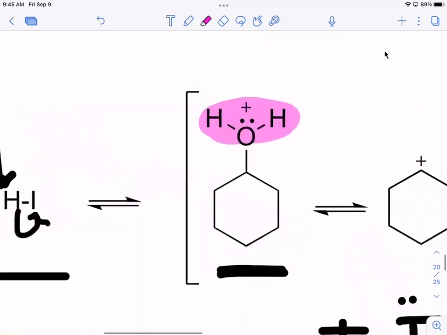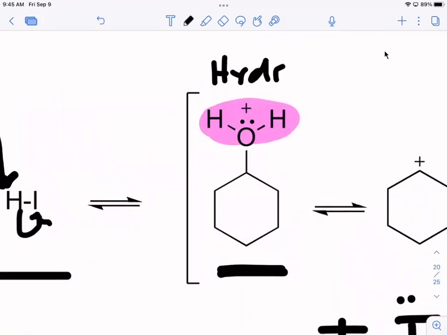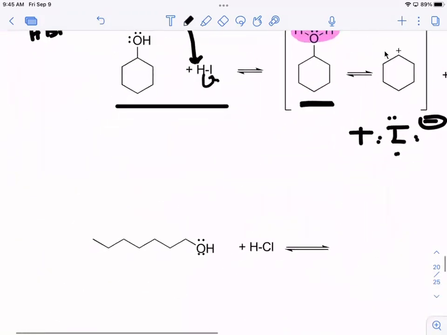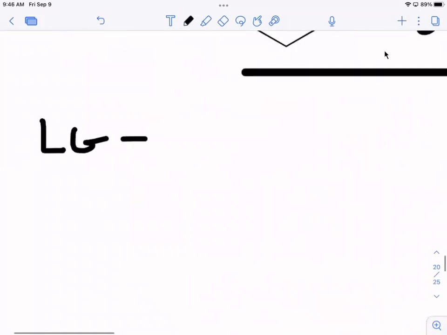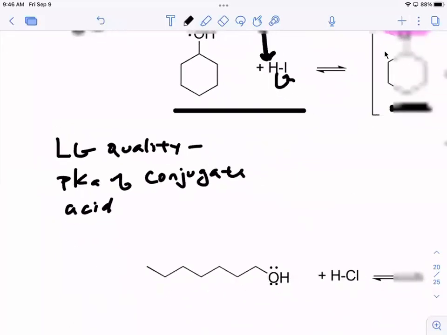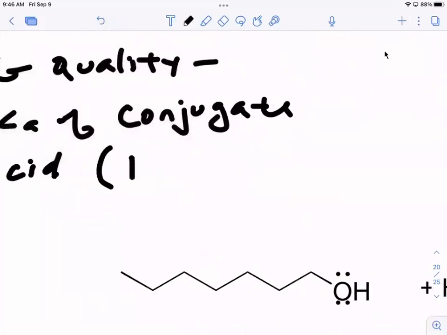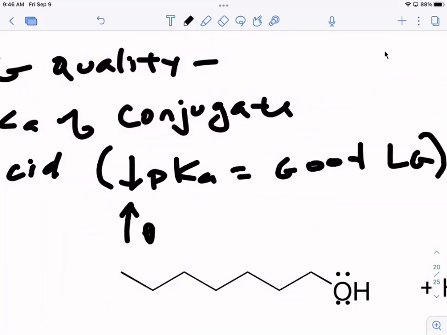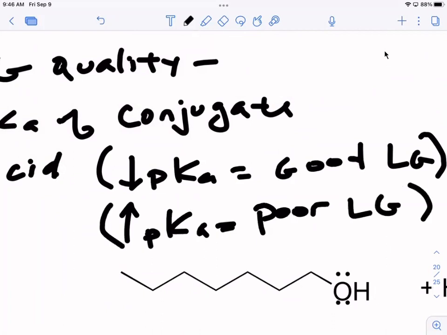And so now this is what we call hydronium ion. Very excellent leaving group. The way you can tell the quality of a leaving group, and I know I'm jumping the gun because we're going to talk about this again, but there's a way to tell it. You look at the pKa of the conjugate acid, right? A low pKa, and that's going to be a good leaving group. High pKa, sorry about that, it's going to be a poor leaving group, right?